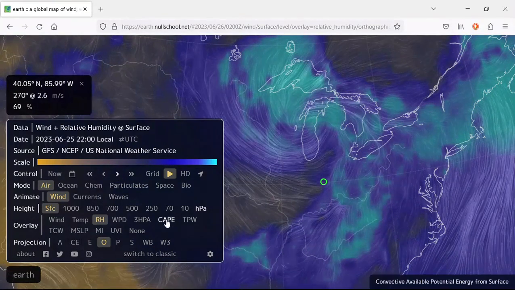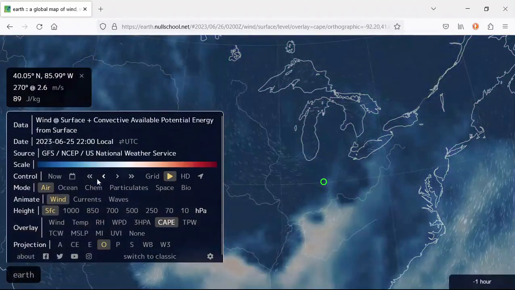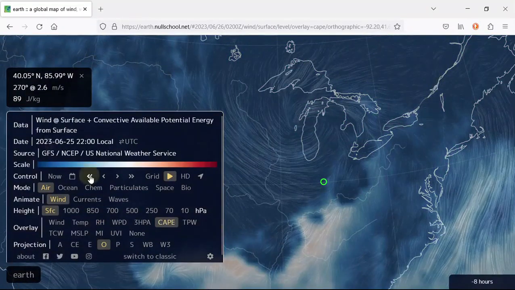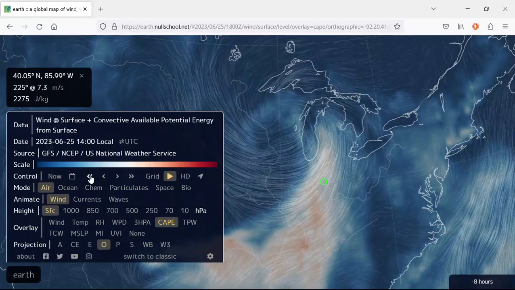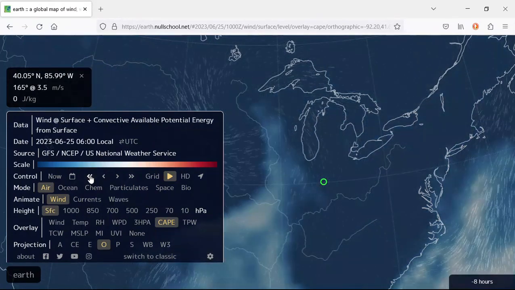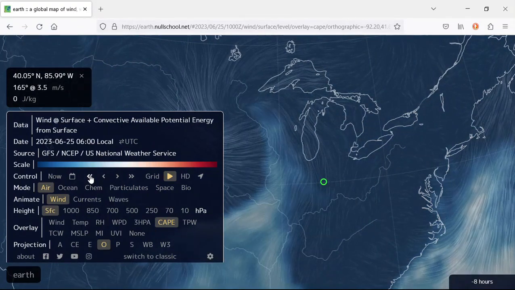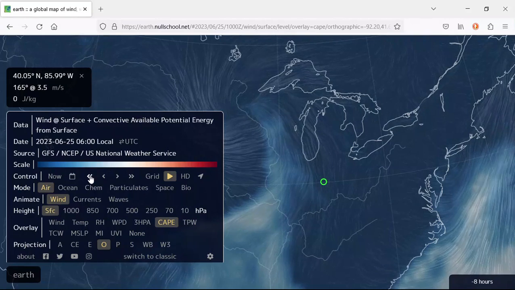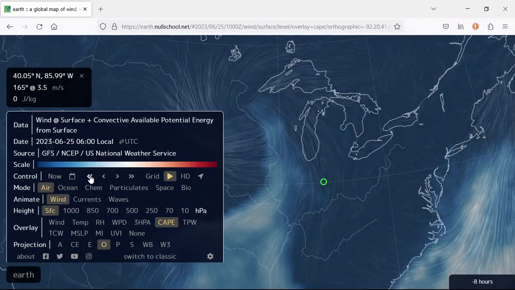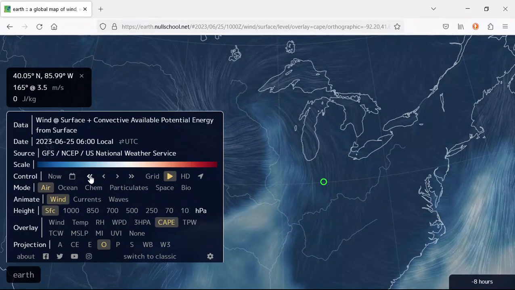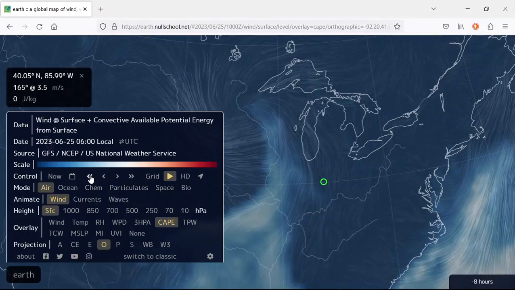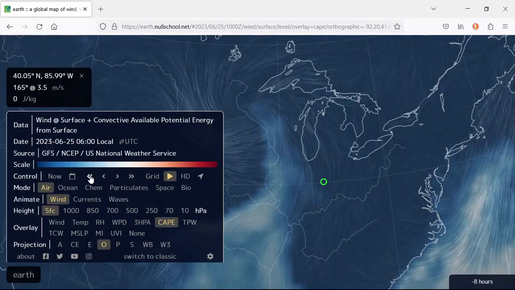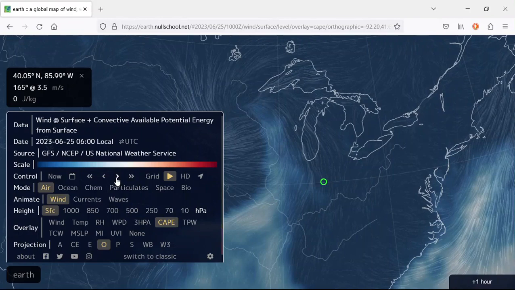Next up, I'm going to look at CAPE. This is the variable that does a good job of saying, is there the ingredients in the atmosphere for convection? And once again, convection is the key for thunderstorms, going back to week 1, week 2 content. Does this particular area have evidence of it? Hopefully you can see this. I'm going to put this in motion.